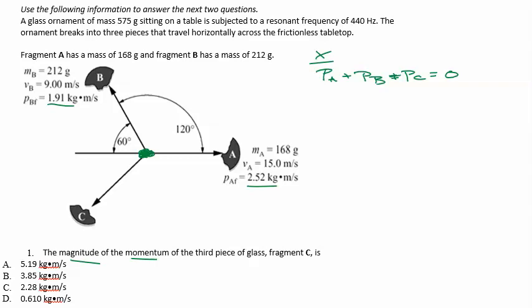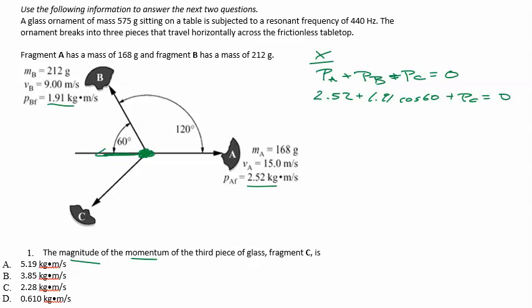We're taking a look at just the x direction, so this momentum is 2.52. Plus B, we're taking a look at the x direction of B, which is 1.91 cos 60. And we're looking for that momentum of C. This is all equaling 0.